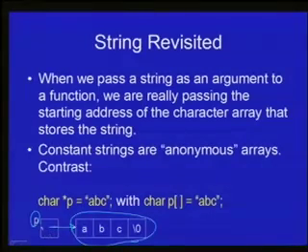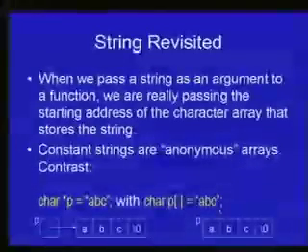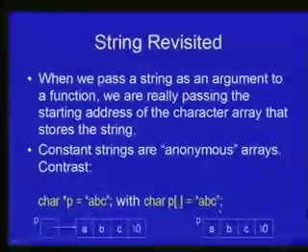Note that in this case we can change the value of the variable P, because P is a normal variable of type char star, and we can reassign it to point to some other string. Now, if we contrast it with the other kind of declaration, what is happening in this case is that we are asking the compiler to create an array called P.